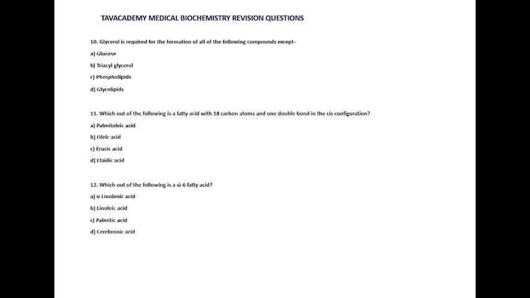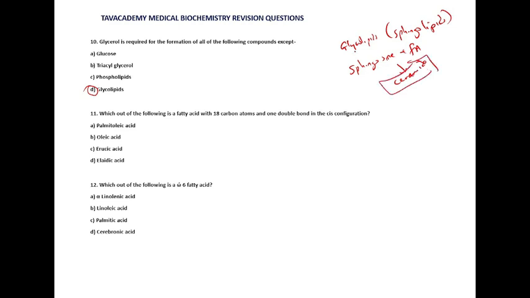Question 10. Glycerol is required for the formation of which of the following compounds except glycolipids, which do not have glycerol at all? Glycolipids are also called sphingolipids, and they have sphingosine reacting with a fatty acid to make what? Ceramide. So all sphingolipids have ceramide in them, and they're also glycolipids. So there's no glycerol at all on glycolipids.